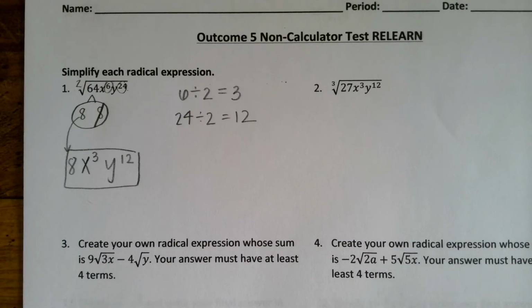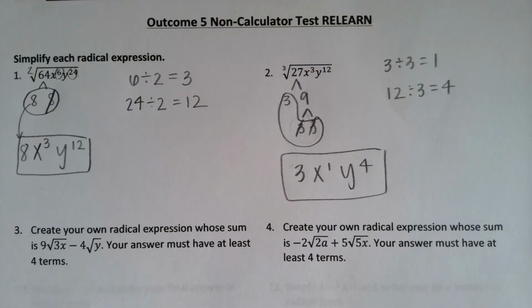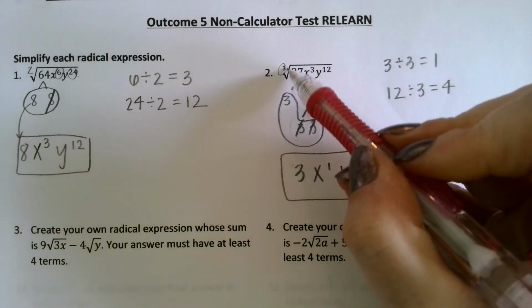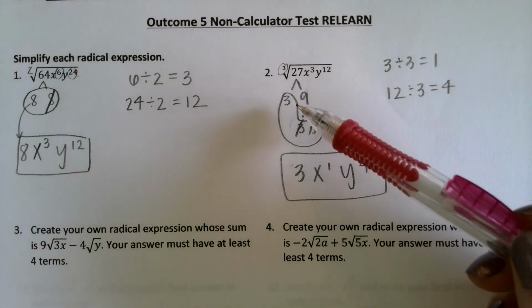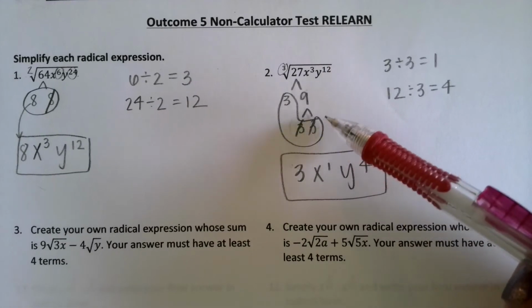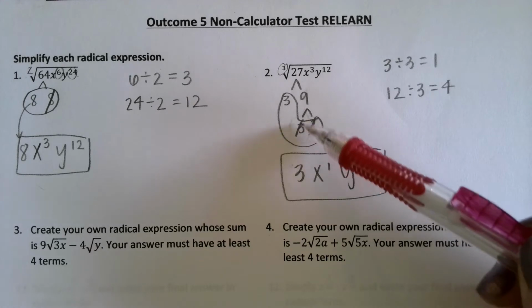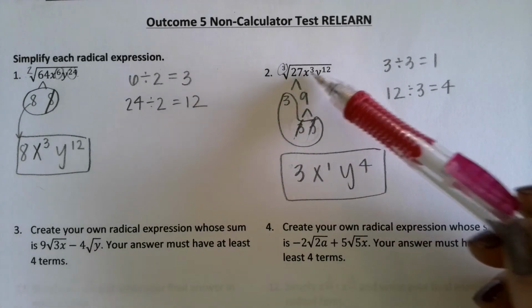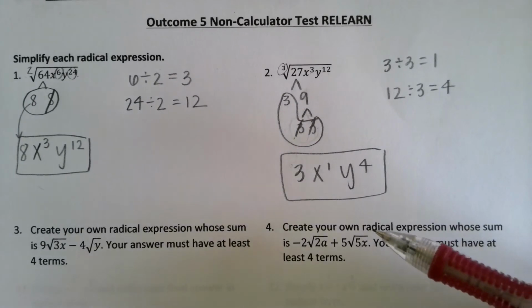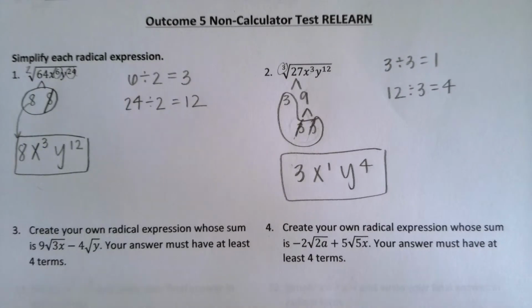Go ahead and try number 2. Here's the work for number 2. The big difference is this time your index is a 3, so I'm no longer looking for groups of 2, but now I have to be looking for groups of 3. Once you break 27 down, you should end up with 3 3s, so those 3s group together, 2 of them cross off, and the 1 3 gets outside. From there, again, we're just dividing our exponents by the index.